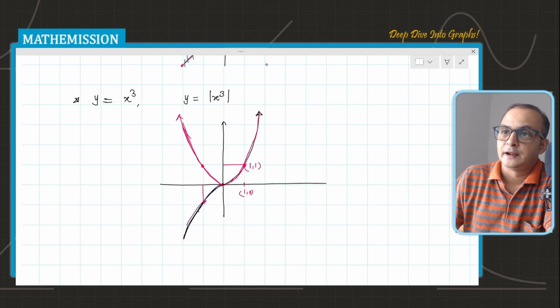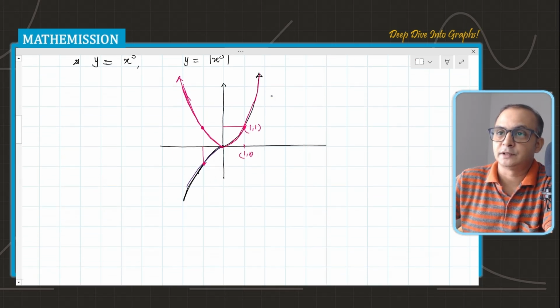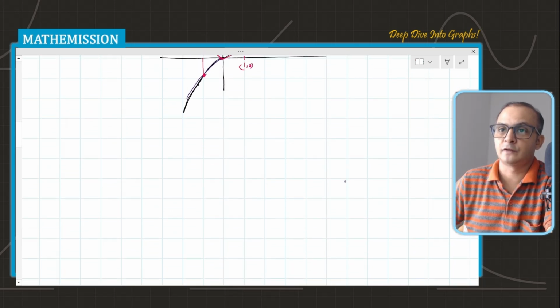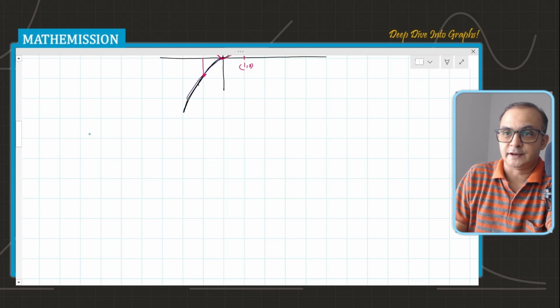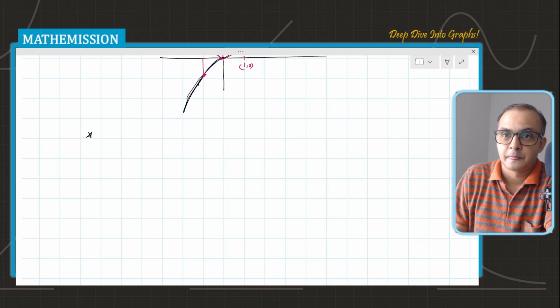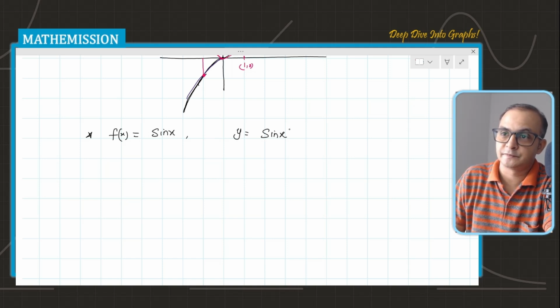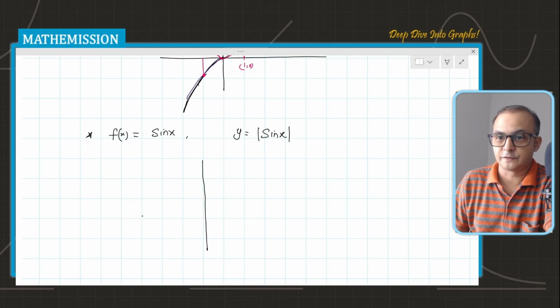All right. Let me just take one more example and then we'll go for the other problems. So suppose you have to draw the graph of modulus of sine x. So I have the function sine x, and then I want to draw the graph of another function, that is the mod of sine x. So I have the graph of sine x, you know.